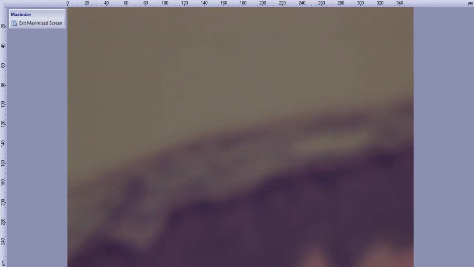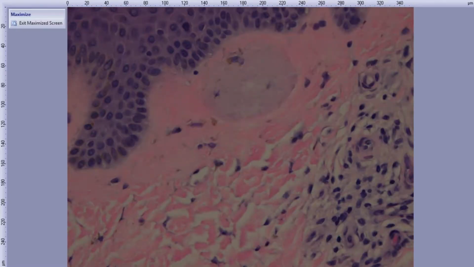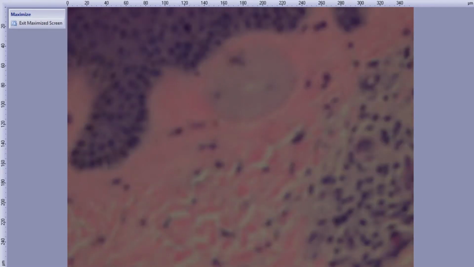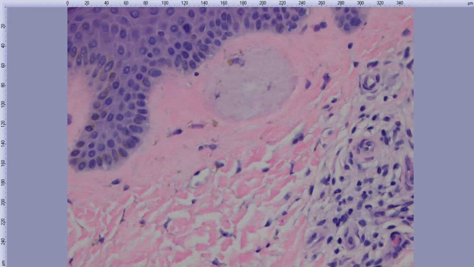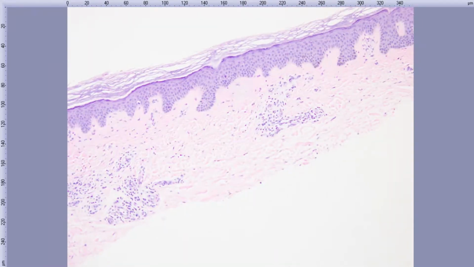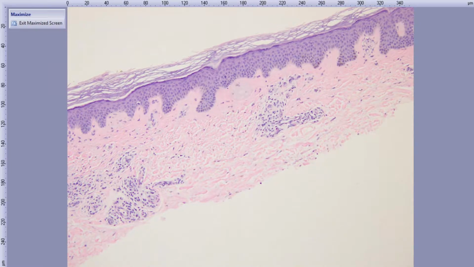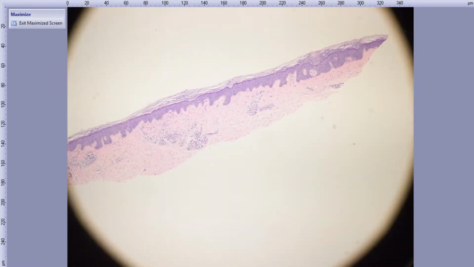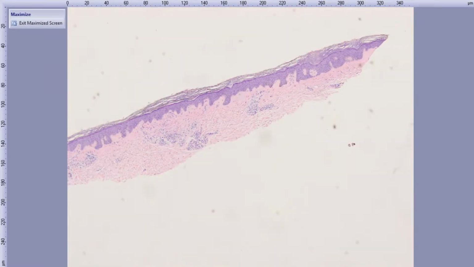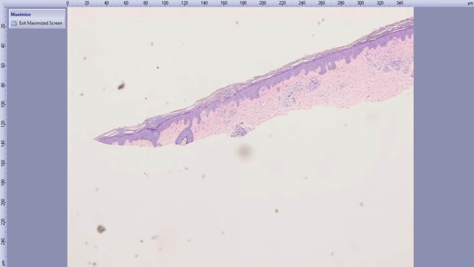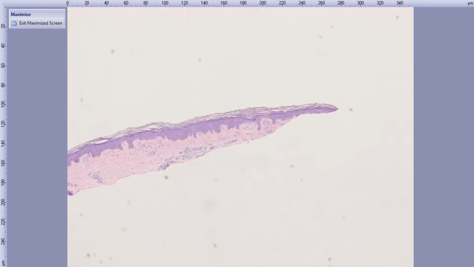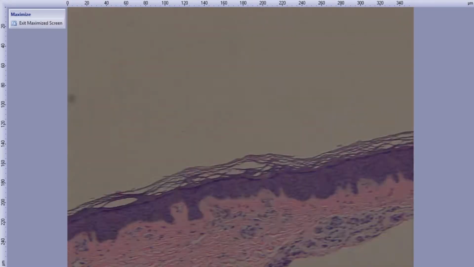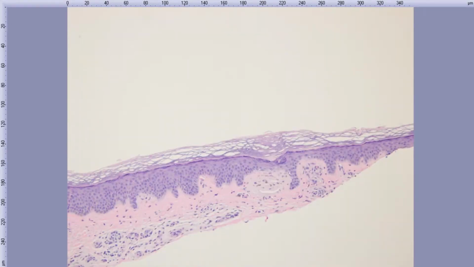Let me make sure I get that in focus here. Sorry. Yeah, right here. Brighten it up a little. Right there. So this is amyloid. So this is macular amyloidosis, as opposed to lichen amyloidosis, where we would see more hyperkeratosis, more epidermal hyperplasia. This is generally pretty thin epidermis with just amyloid deposition. So this is macular amyloidosis.